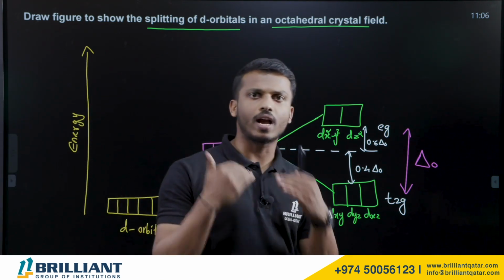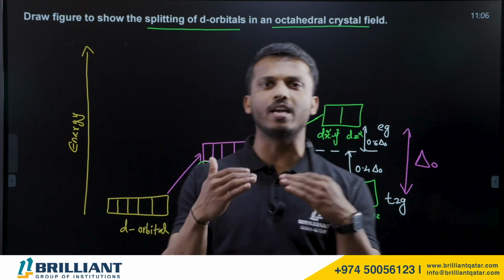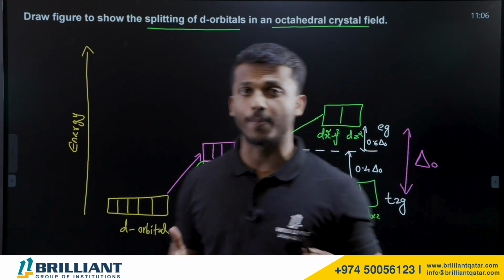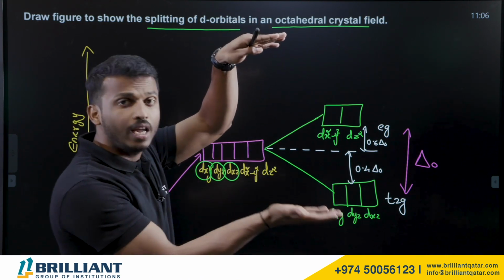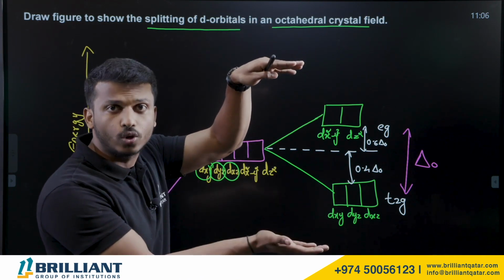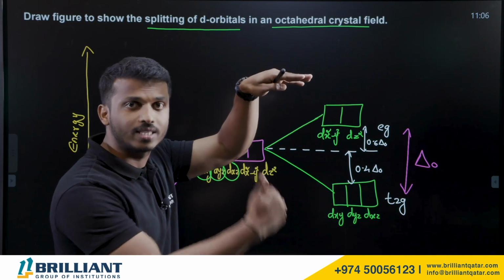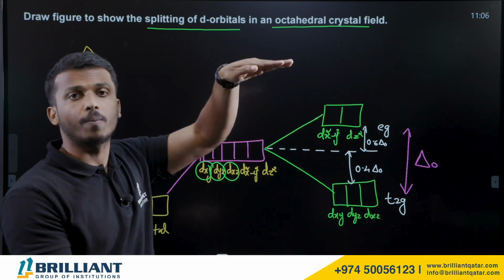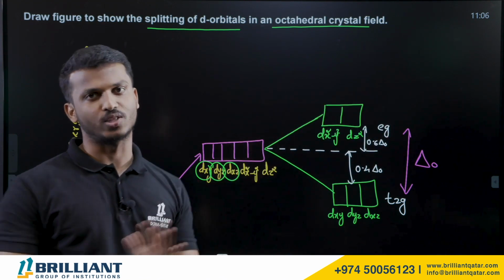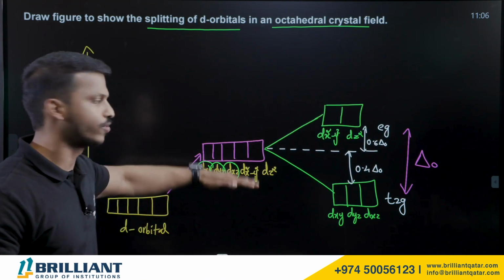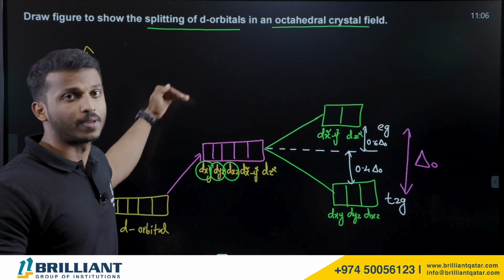So when an octahedral complex undergoes splitting in the presence of a ligand, what happens? The 5d orbital splits into two sets. Three orbitals below, called t2g: dxy, dyz, dxz orbitals, and two orbitals on the top, which are dx square minus y square and dz square orbitals. So this is the way of splitting the d orbital in the presence of a ligand.